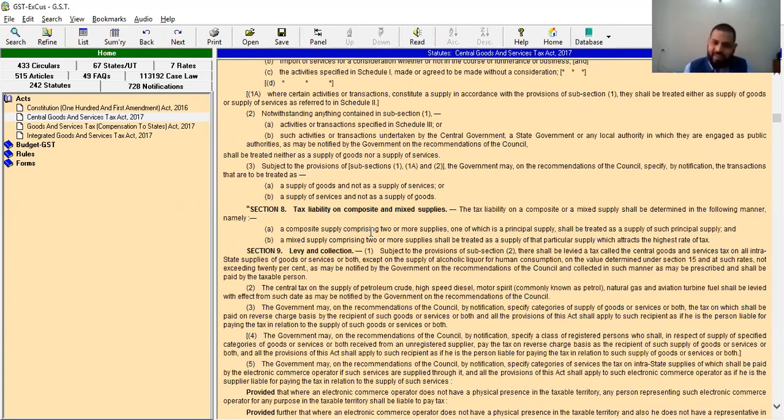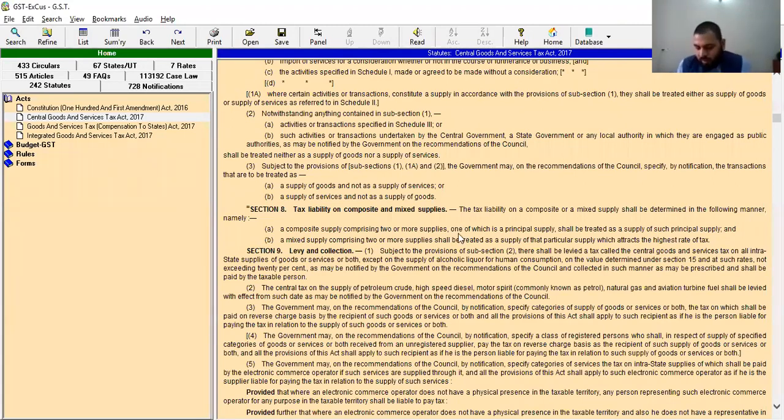If you refer to the IGST Act, the only difference will be the word intra. It will be read as inter-state supplies of goods or services, or both. So essentially what GST is targeting is the supply of goods or services, whether they are within the state or outside the state or union territory.